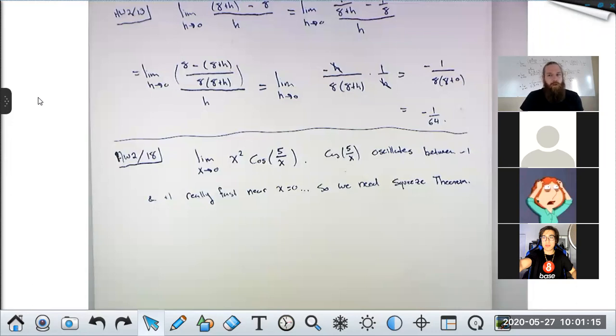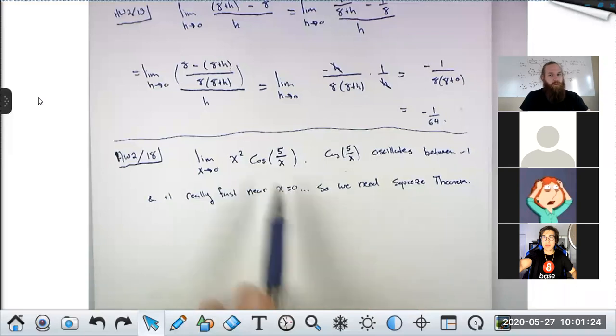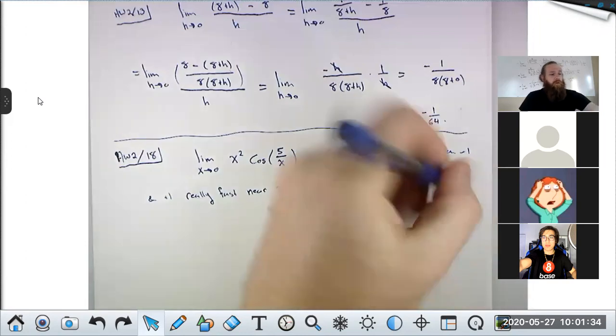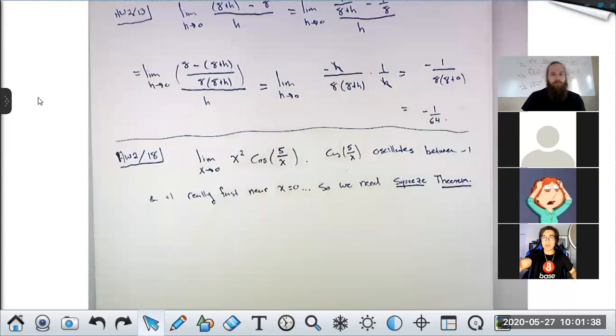In other words, I can't do this with my limit laws. I can't say it's the limit of this times the limit of this. The limit of this piece is fine, it's 0, but the limit of this piece does not exist. It wobbles back and forth way too fast for that to happen. So I can't get there with my limit laws, and I can't get there by plugging in. So what I'm going to need to do is make use of the only other tool I have right now, which is the squeeze theorem.